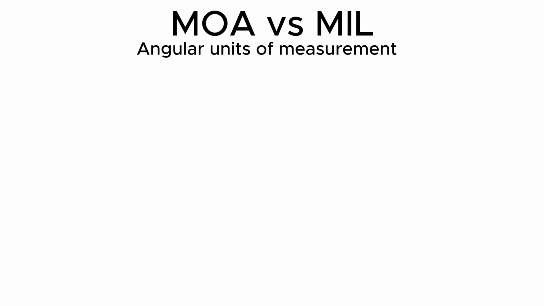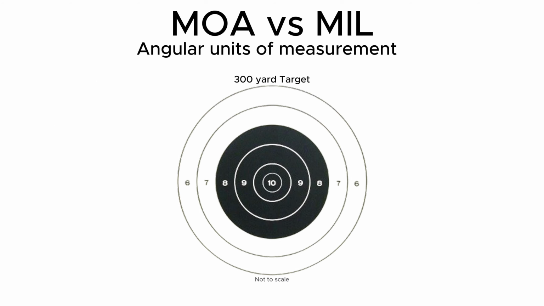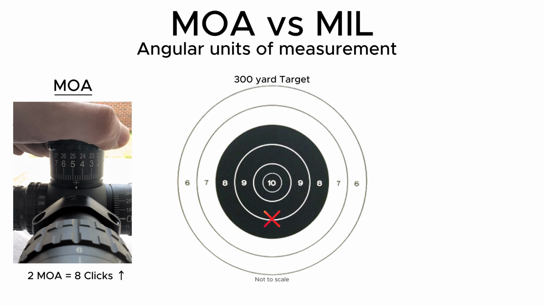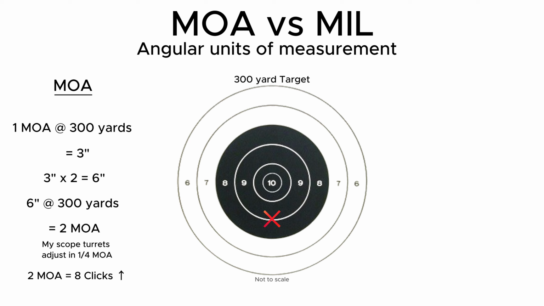As an example, using both MOA and mil, we are shooting 300 yards and have entered our data into the ballistics calculator, but our shot has landed 6 inches below the 10. What do we do? MOA. We know that 1 MOA at 300 yards is 3 inches, which means 6 inches at 300 yards is equal to 2 MOA. Our scope turrets are 1/4 MOA clicks, so we will adjust up a further 8 clicks, equal to 2 MOA.